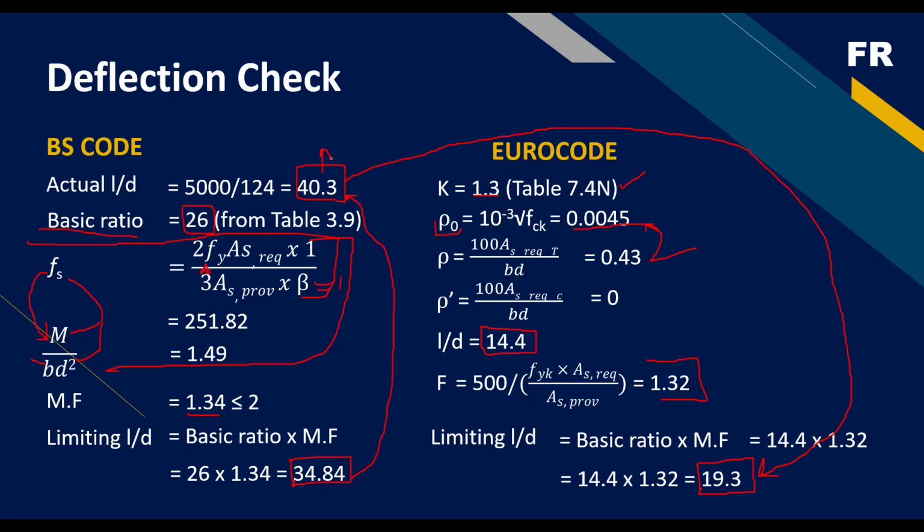With the BS code, if you provide T12 at 125, the slab will pass in deflection. But based on the Eurocode, if we use T12 at 125, the slab will never pass because the difference between these two is too wide. So the only thing you can do is to increase the thickness for the Eurocode, but for the BS code you can adjust the reinforcement provided.